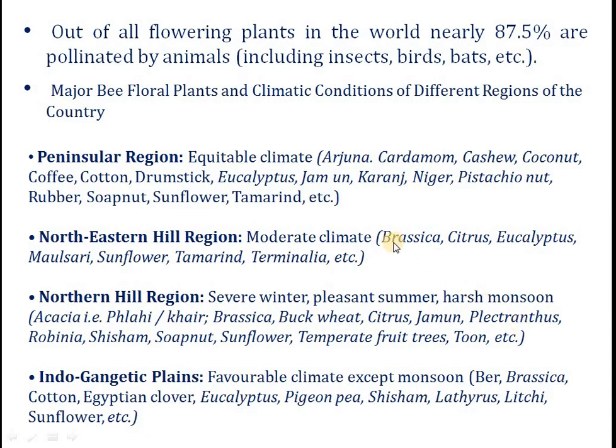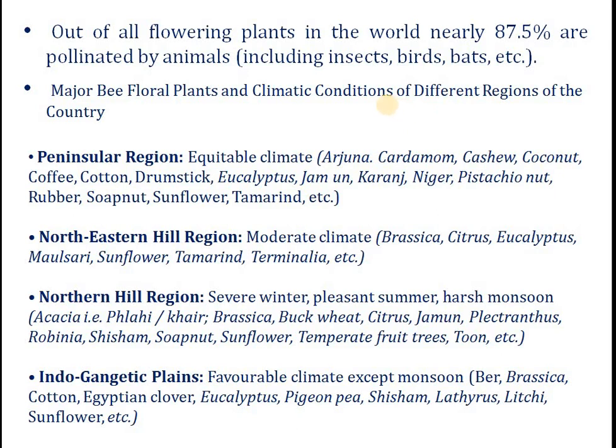We have to discuss bee flora. Out of all the flowering plants in the world, nearly 87.5% are pollinated by animals. Pollination is very essential for fruit bearing plants and many other plants. Insects, birds, bats and various grazing animals are called pollinating agents, but most of the pollination is performed by insects.